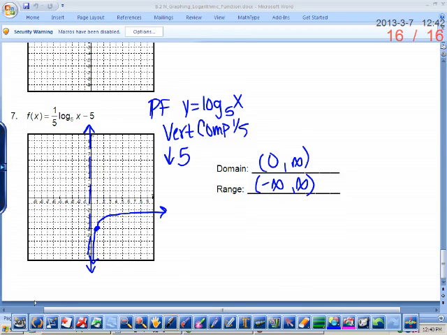Any other questions? Okay, on your homework, just like on last night's homework, you do not necessarily need to fill out the whole table. Okay, fill out enough of it to give you an idea of what to do.